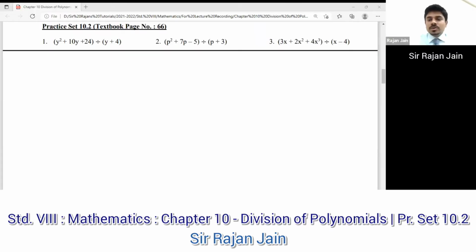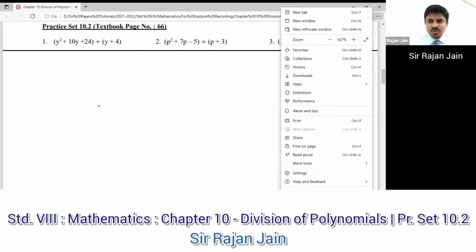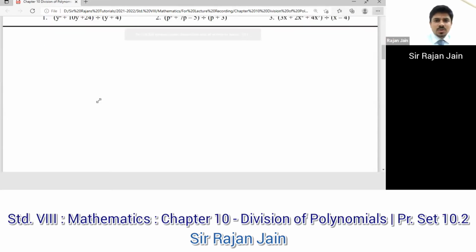Let me share the file of exercise number 10.2. Okay, so now in practice set number 10.2, there will be a total of 7 sums. 3 sums are displayed right there in front of your screen. And as we move ahead, I'll show you the remaining sums also.